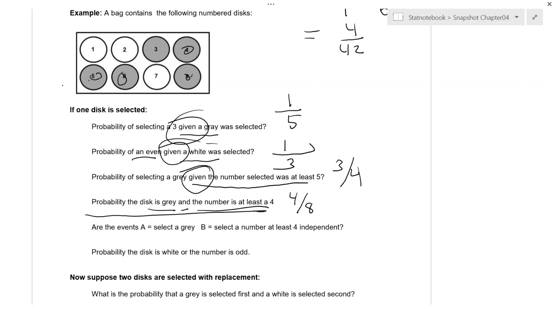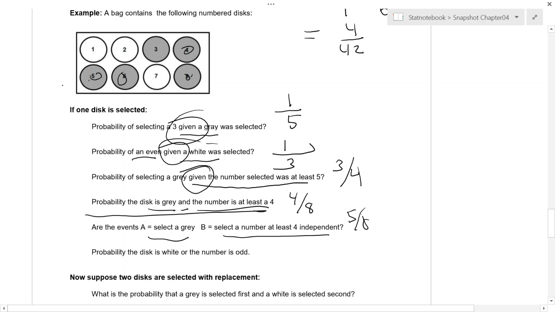Okay? Do you think the events selecting a gray and selecting a number at least 4 are independent? Do you think those two things are independent? Selecting a gray and selecting a number that's at least 4. Well, if you think about it, selecting a number that is at least 4, there's 5 out of 8 ways to do it.